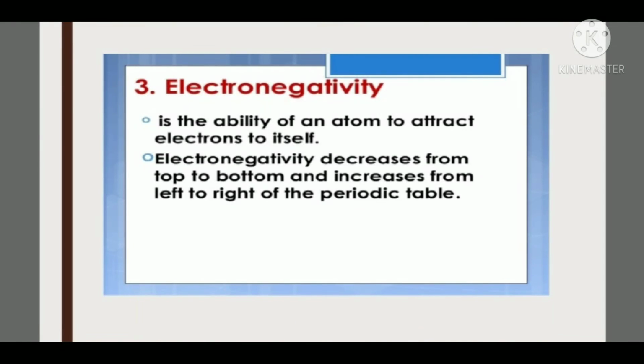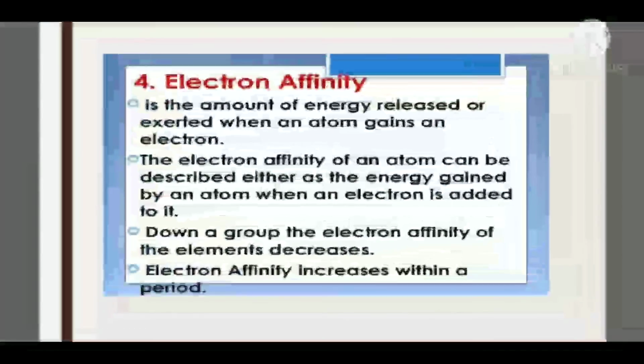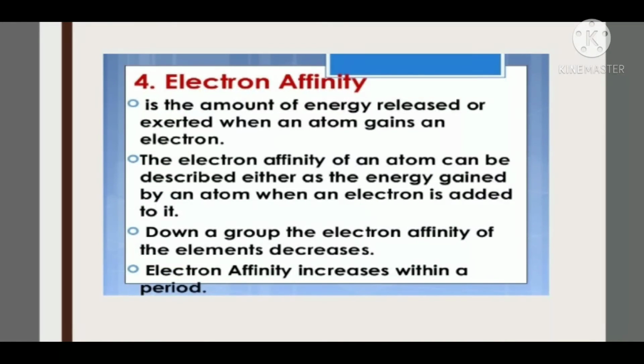Our third trend is electronegativity. It is the ability of an atom to attract electrons to itself. Electronegativity decreases from top to bottom and increases from left to right of the periodic table of elements. The fourth trend is electron affinity. It is the amount of energy released when an atom gains an electron.